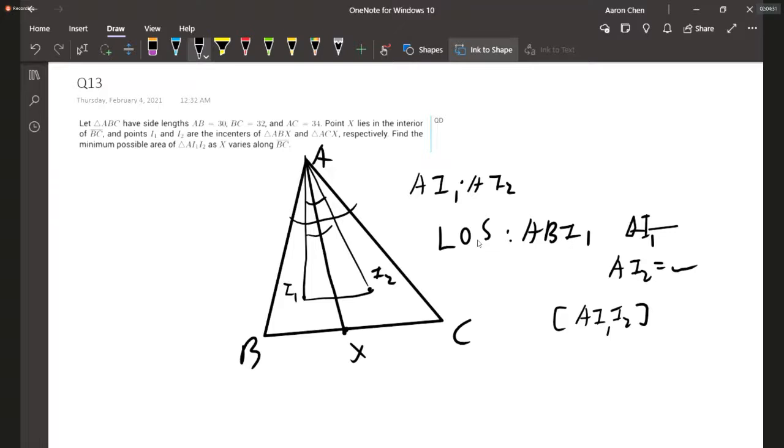And so after that, it should tell you that AX is an altitude. And so after this, you can use the fact that sine of A over 2 equals the root of 1 minus cosine A over 2. And then you can find the area of AI1 I2. Yeah. And this is it for today's class.